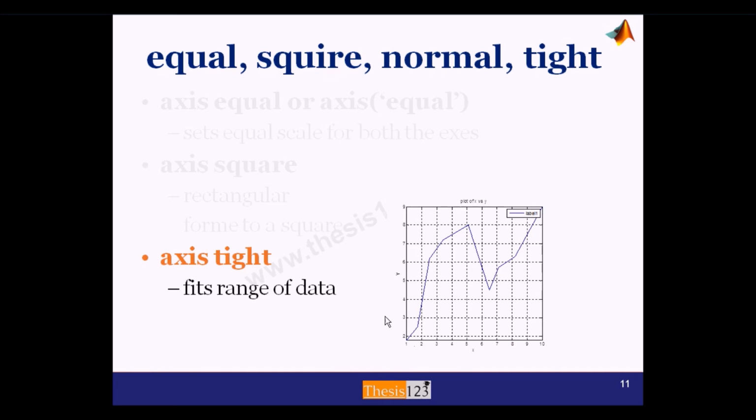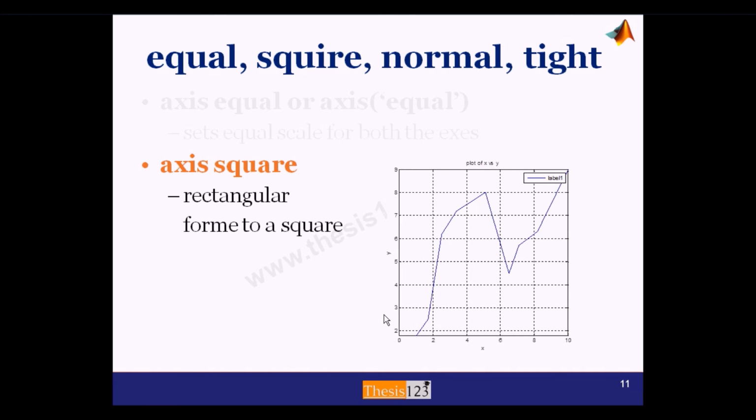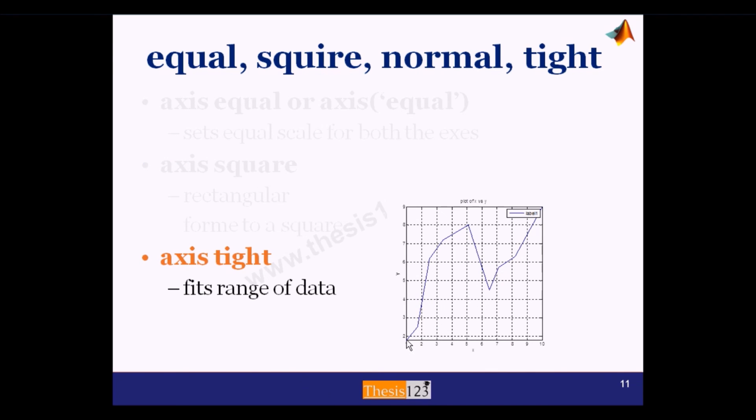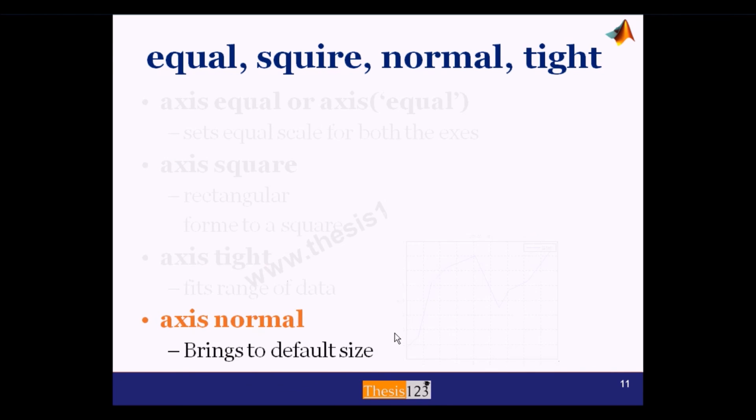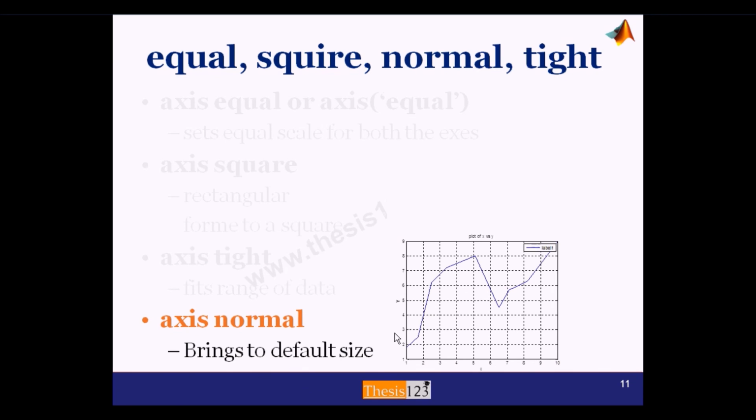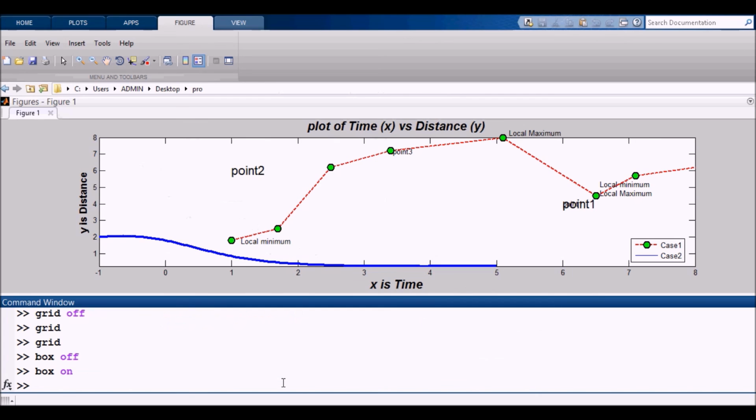And axis tight means it fits exactly to the data. Whatever the range is, if you look at the previous curve, somewhere there is empty space. Now I want to fit exactly to the curve, so when I use it to fit the data, it comes to here. Similarly I have axis normal: whatever the default plot was, it will come back to the normal size of the plot. That is the default size of the plot.